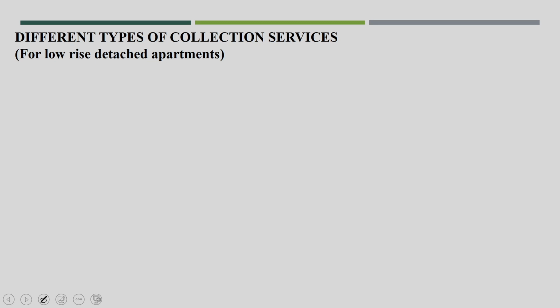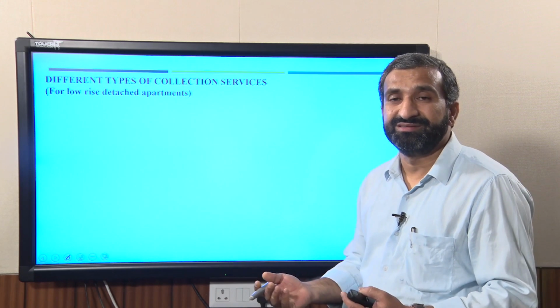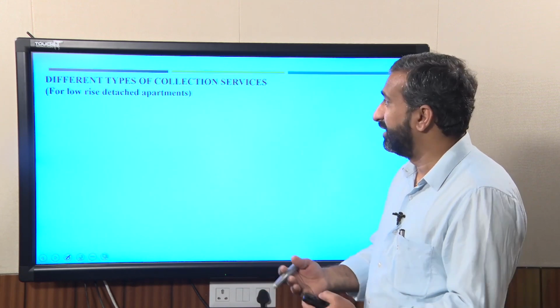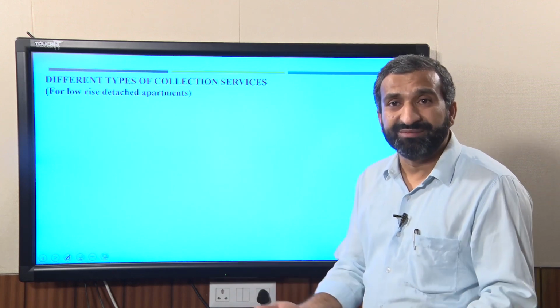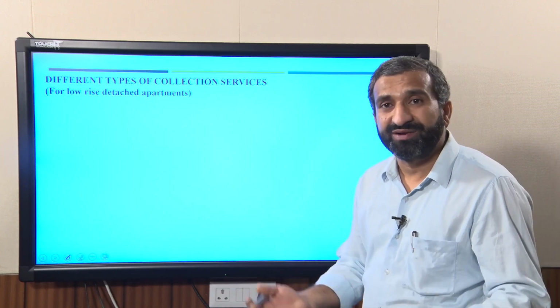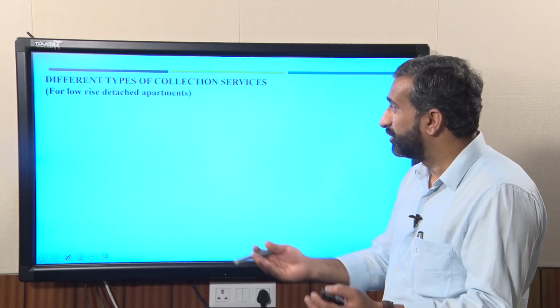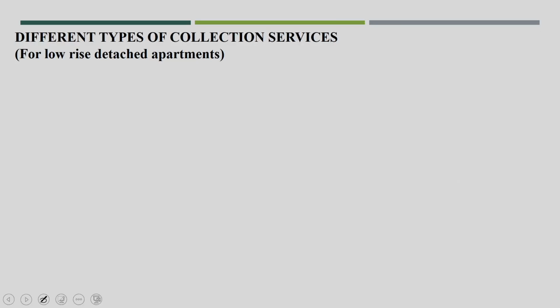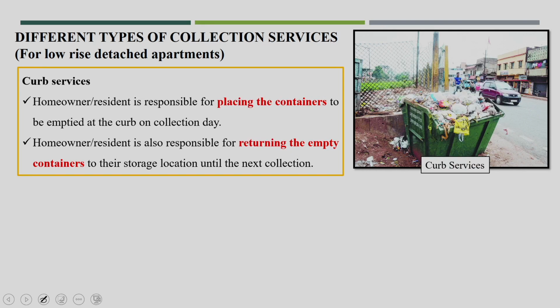Now, there are different kinds of collection services, and we can also discuss them based on the different dwellings or apartment levels. Because we have discussed the storage and dustbins for different apartment types, like low rise buildings, medium rise buildings, high rise buildings, what kind of storage, and what factors affect those storage locations. So, similarly the collection services we will see based on the different types of apartments. So, first for the low rise detached apartment, normally curb service is very well known.